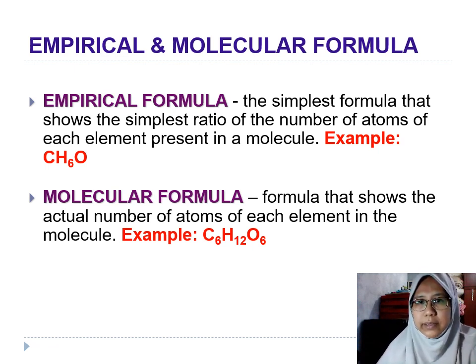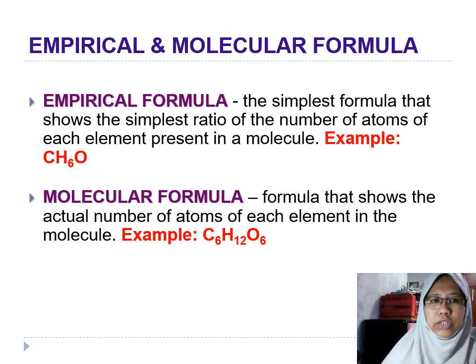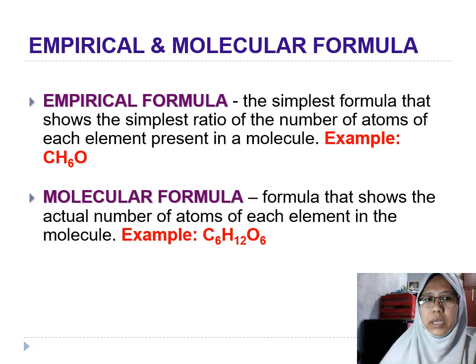Empirical formula is the simplest formula that shows the simplest ratio of the number of atoms for each element present in a molecule. For example, CH2O. Now, this is the empirical formula for glucose. Whereas, molecular formula is the formula that shows the actual number of atoms of each element in the molecule. This is glucose. The molecule of glucose has 6 carbon atoms, 12 hydrogen atoms, and 6 oxygen atoms.